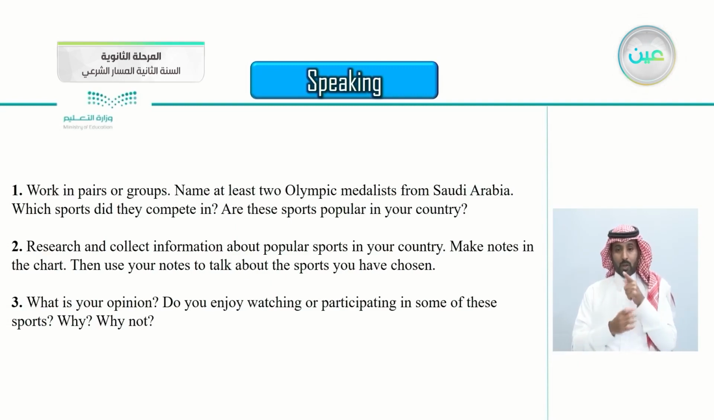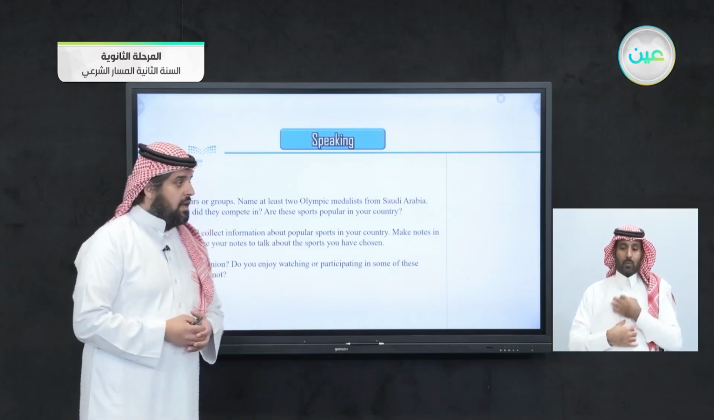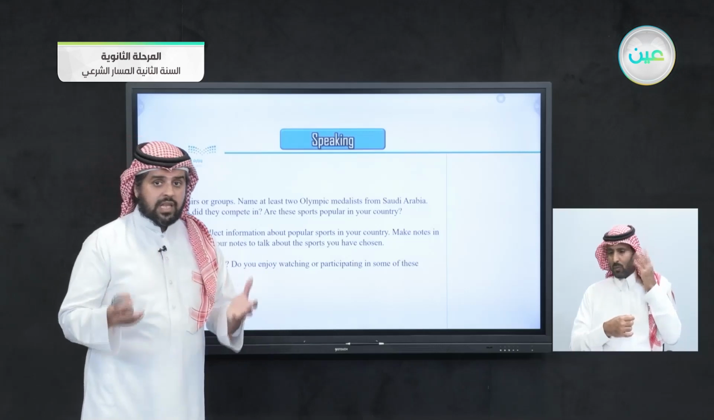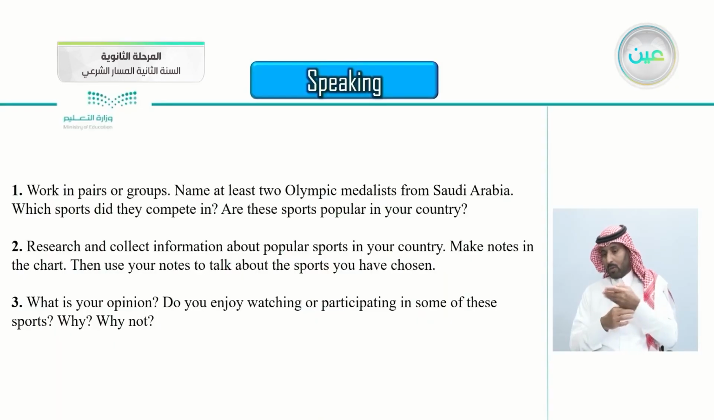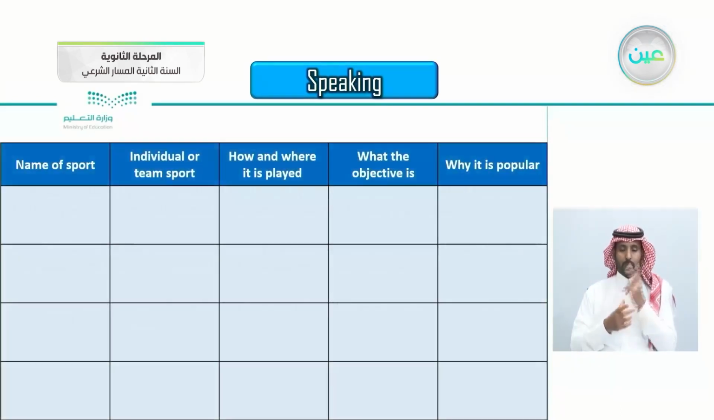So can you name 1 or 2 or 3 Saudi Arabian athletes who won medals? If you don't know, you can look it up right now and answer the question. Which sports did they compete in? Are these sports popular in your country? Number 2, research and collect information about popular sports in your country. Make notes in the chart, then use your notes to talk about the sports that you have chosen. Number 3, what is your opinion? Do you enjoy watching or participating in some of these sports? Why or why not?